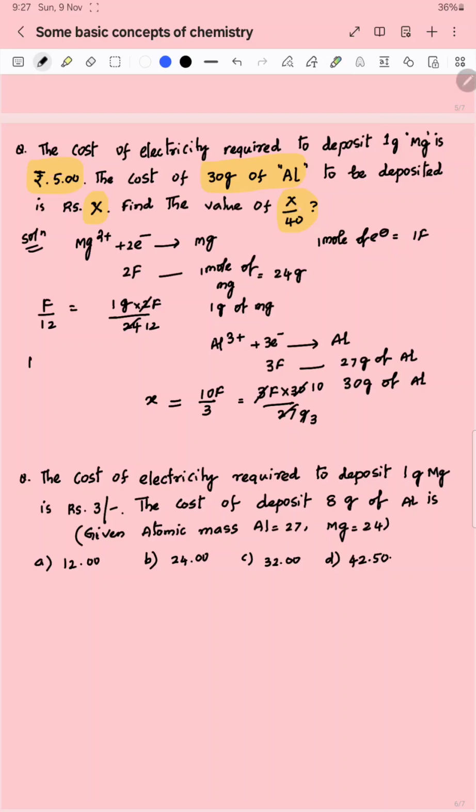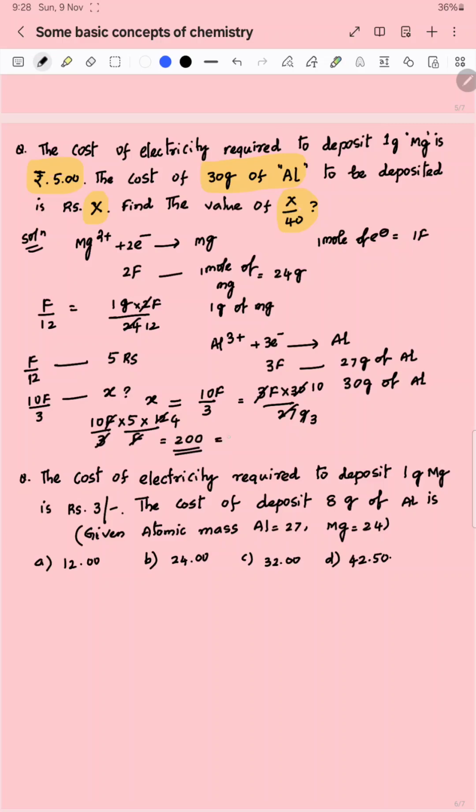Right. Now look at, student, F by 12, right? That means 1 mg deposited, that cost is equal to what? Rupees 5. Okay. Now 10 Faraday by 3 of aluminium is equal to how much? That is the question mark, right? That will be 10 Faraday by 3 into 5 divided by F into 12, right? So 3 1s are 3, 3 4s are 12. Now the value will be what, student? 5 4s are 20, so that is equal to 200, right?